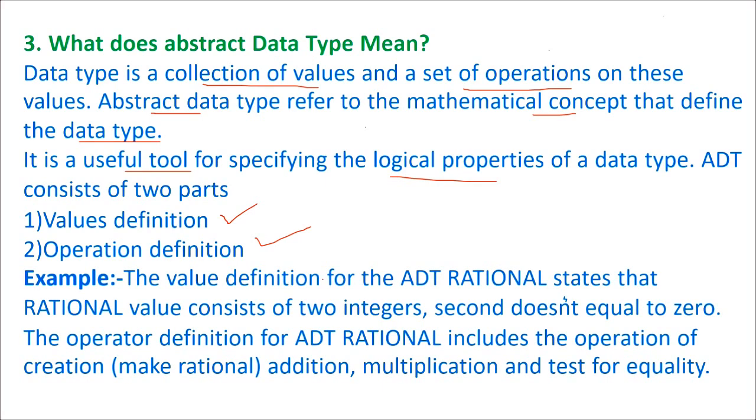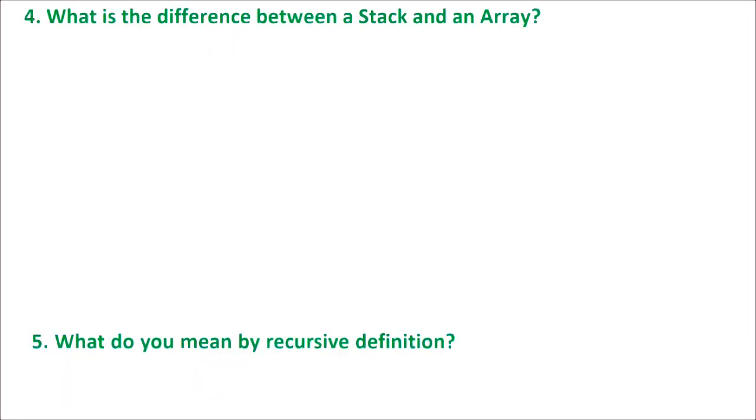For example, the value definition for this ADT rational states that this rational value consists of, say, two integers, the second doesn't equal zero. Just an example we are taking now. So the operation definition of this ADT rational may include the operation of creation, say make rational, addition of rational, multiplication, or test for equality. This is how we make an ADT.